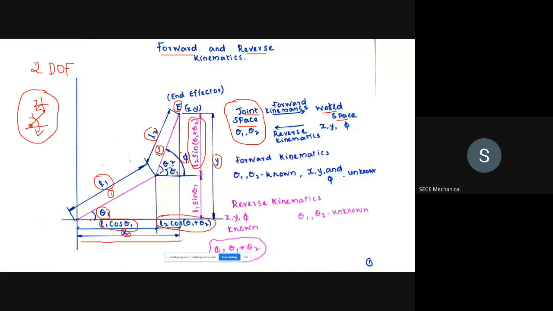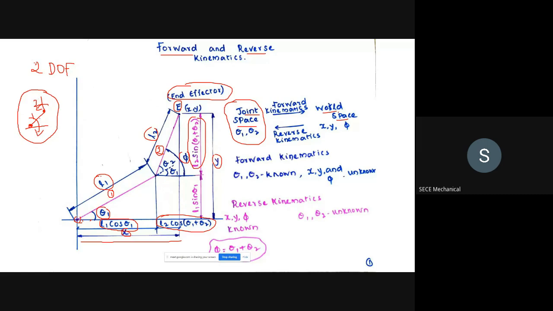So it is our basic origin, or our base point. It is called joint space. So this is our origin. Okay. The next is called world space. This world space is your final point, or your end effector point. It is called world space. So these are the two things we are going to see.